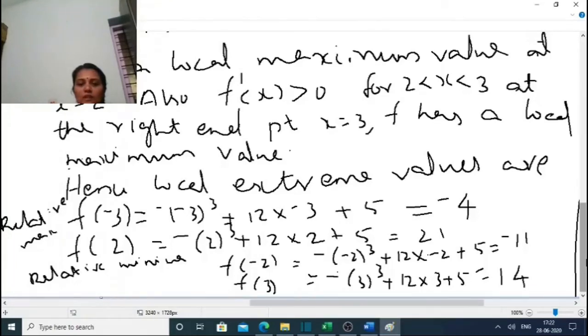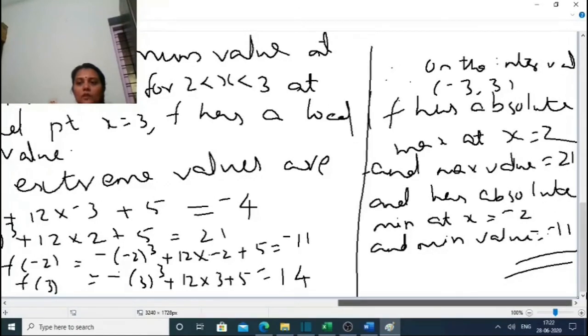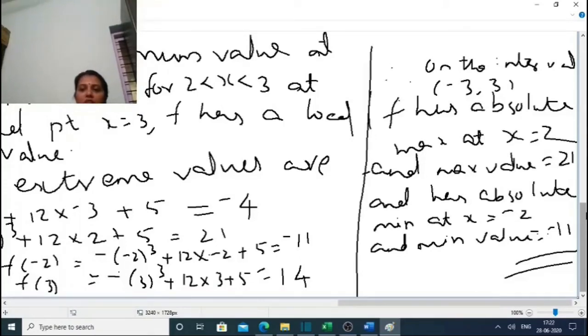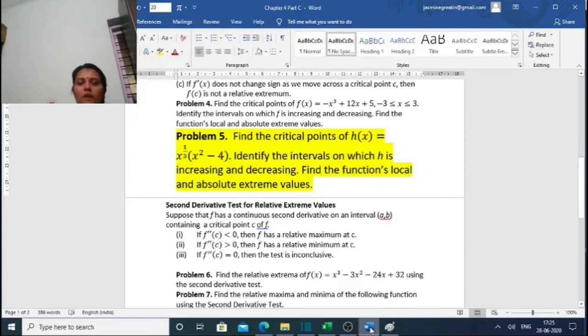So, from these values, the absolute maximum value is at x equal to 2 and the value is 21, and the absolute minimum value is at x equal to minus 2 and the value is minus 11. So, the conclusion is, on the interval minus 3 to 3, f has absolute maximum value at x equal to 2 and the maximum value is equal to 21, and has absolute minimum value at x equal to minus 2 and the minimum value is equal to minus 11.